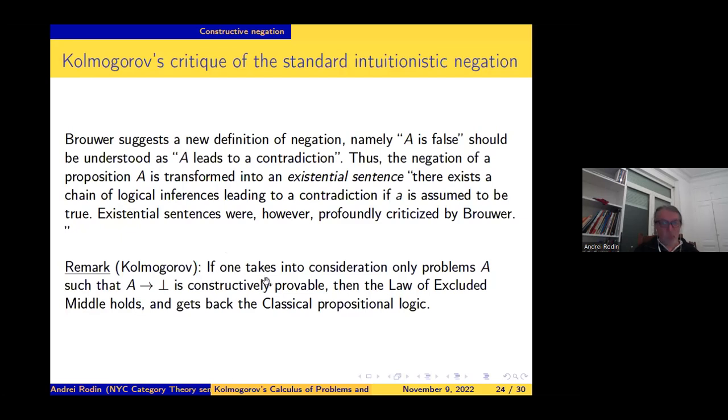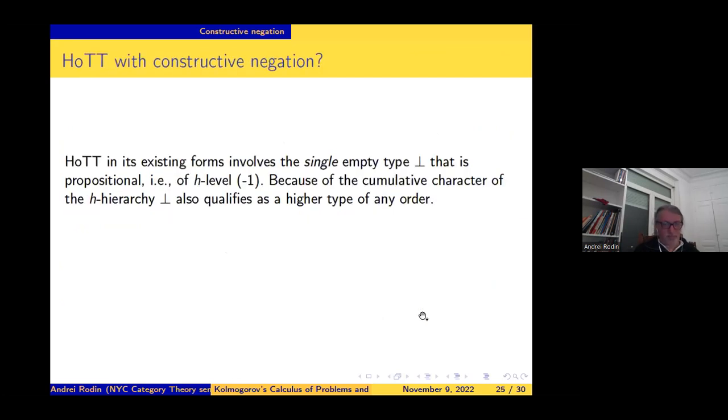And then he makes a remark, which I just paraphrase rather than quote. He says, if one takes into consideration only problems such that their negation is constructively provable, then we have the law of excluded middle. And so we are back to classical propositional logic, so we somehow lose our subject matter. So that's also not a solution.